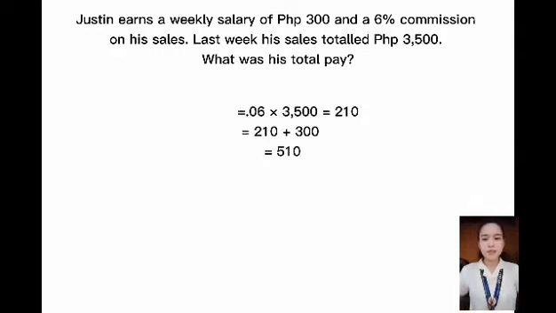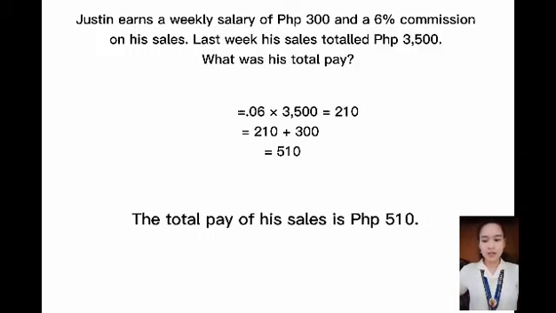So for 6%, we convert it into a decimal. So 0.06 times 3,500 is equal to 210. Then we add it to the salary. So the salary is 300. So 210 plus 300 is equal to 510. So the total pay is 510.